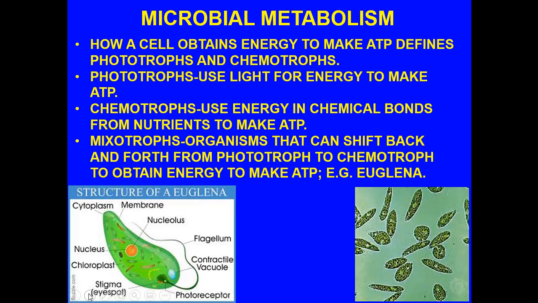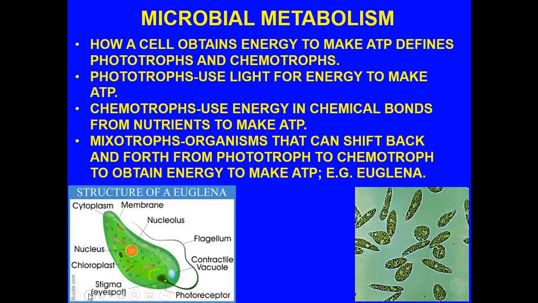Okay, so we've been talking about microbial metabolism. Let's get to those that use sunlight. Now, how a cell obtains energy to make ATP defines phototrophs and chemotrophs. We've talked about chemotrophs. They use energy in chemical bonds of nutrients to make ATP. You're a chemotroph, I'm a chemotroph. Phototrophs use light for energy to make their ATP.